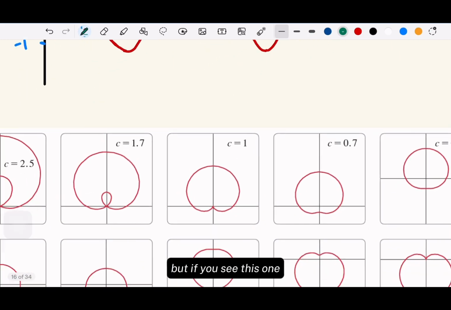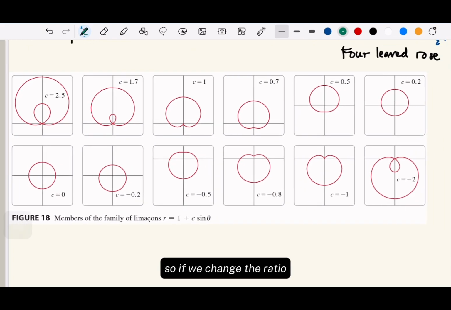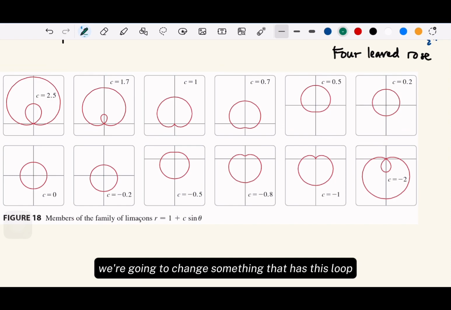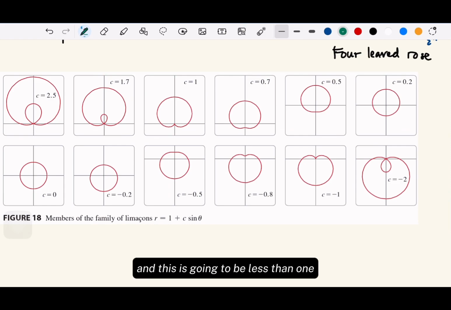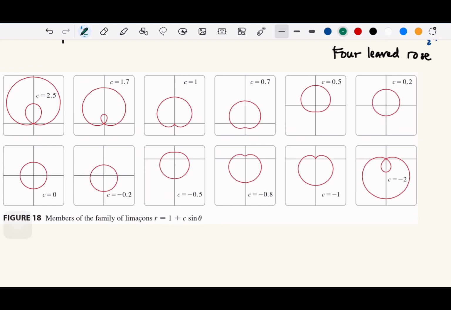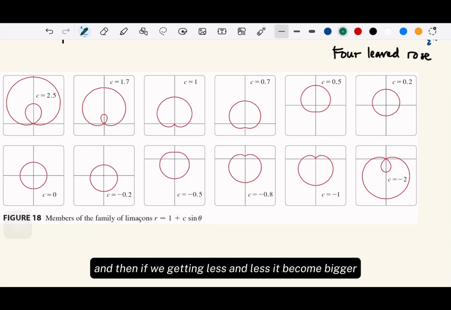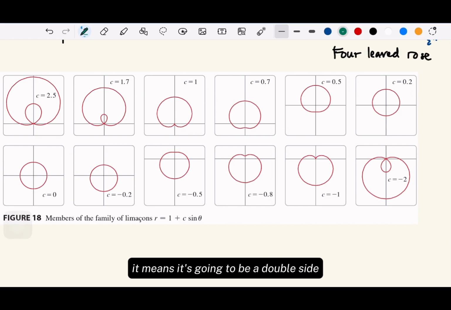But if we change the ratio, we're going to change something that has this small loop, and when it equals 1 it is a perfect cardioid. And this is going to be less than 1. If we get it closer to 0, it will be getting similar to a circle. And if we get less and less, it becomes negative. It means it's going to be on the downside now, because it's sine.